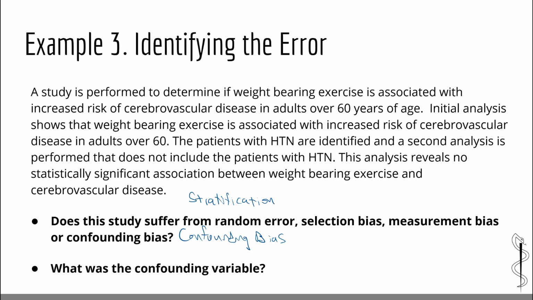Therefore, the exposure is not really associated with the outcome. Instead, it is the confounder, hypertension, which is associated with the outcome and is creating the false association. Therefore, this is an example of confounding bias, and the confounding variable in this case is hypertension.